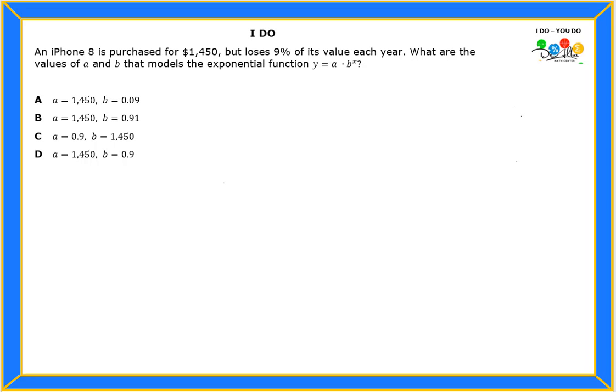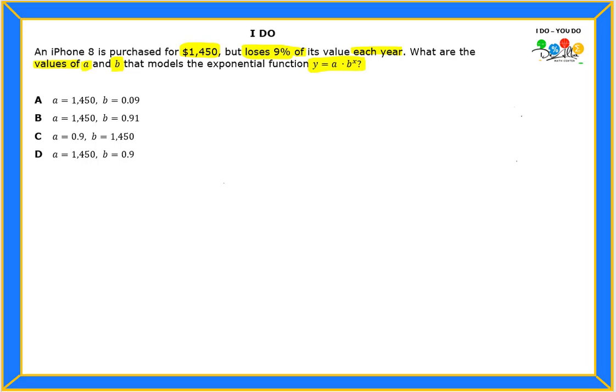So what are we looking for? They want us to find the values for A and B when we use the exponential function y equals a times b to the x power. So what do we know? We know that the iPhone is purchased for this much money, which means this is the price at the time of the purchase. And then it says that it loses 9% of the value each year.